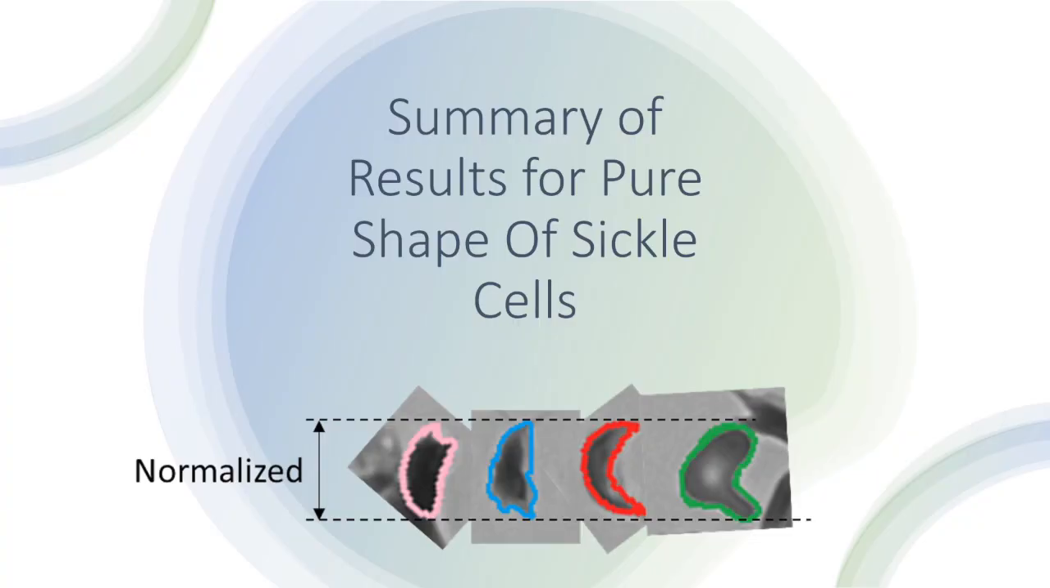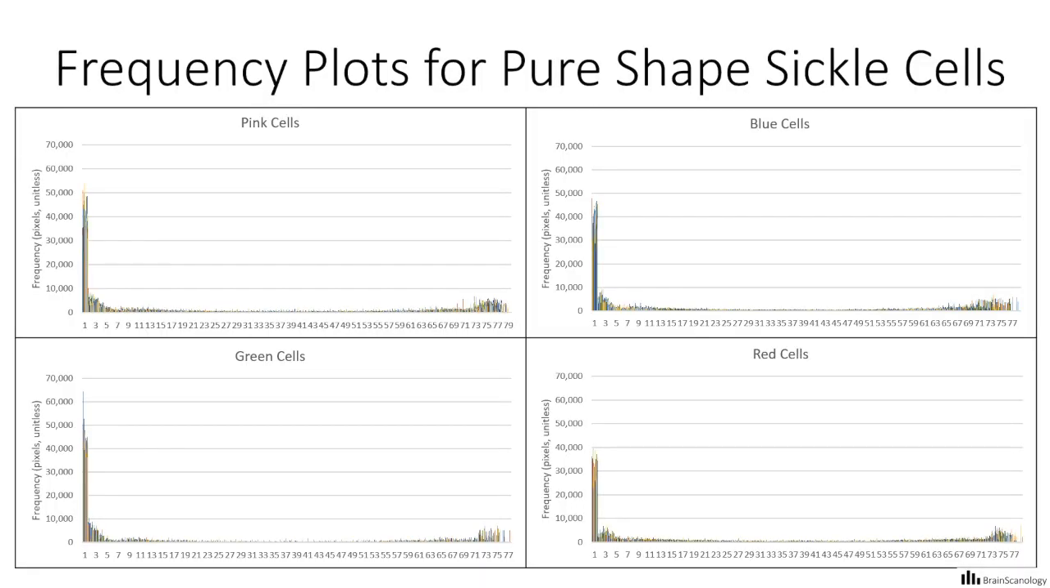We then analyzed the pure shapes of sickle cells. To develop the pure shapes, the sickle cell shape outlines were resized such that they all had the same height, while constraining the aspect ratio. These were the frequency plots created by using Shape Genie on the pure shapes of sickle cells for each of the 4 sickle cell shape subtypes.